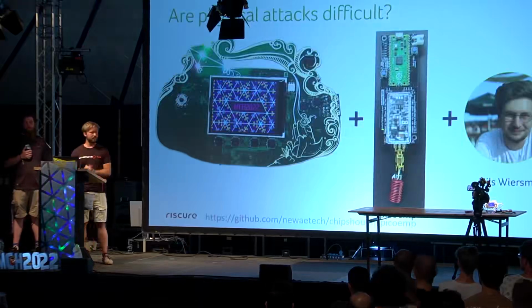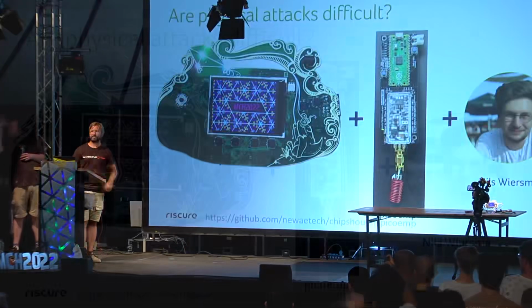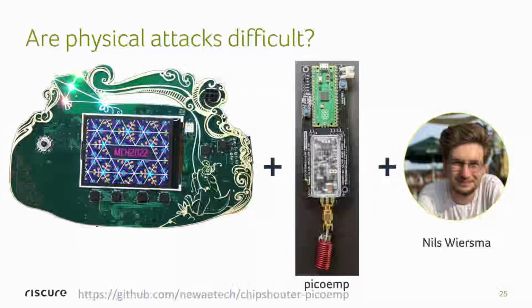So here's Niels, our colleague. He brought his equipment. This is Hobby's tool, Pico MP. It has a similar idea. So you also have a coil. You can see the bottom. And you can introduce a glitch, also EM glitch.